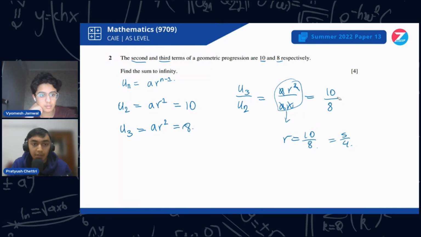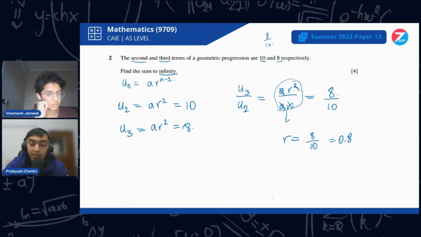Wait, no, it doesn't. We've flipped it the wrong way around. u2 is 10, so it should be at the bottom. u3 is 8, should be at the top. It's always second term or next term over previous term. So 8 over 10. So yeah, 0.8 is our common ratio, 8 by 10. The way I got that hint is it says sum to infinity, and somehow I got r which was more than 1, so I knew immediately that was wrong. So I backtracked. Okay, so that's our common ratio.